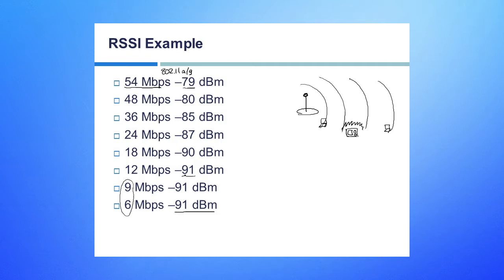So I could be very close, close enough to get, let's say, 48 megabits per second. But because of that noise floor coming at me, I might actually be only able to get 36 megabits per second.